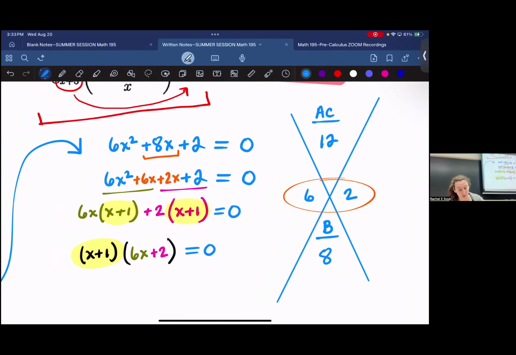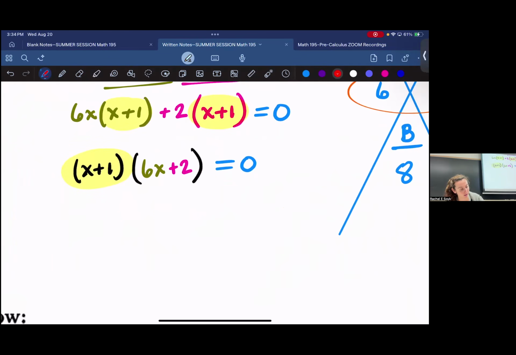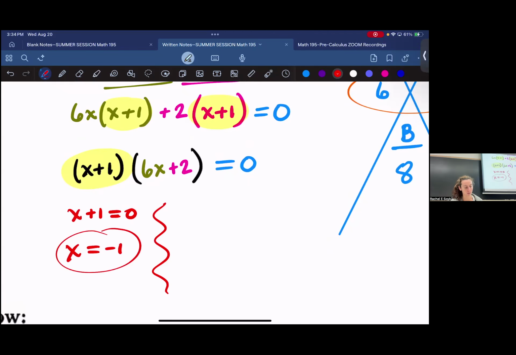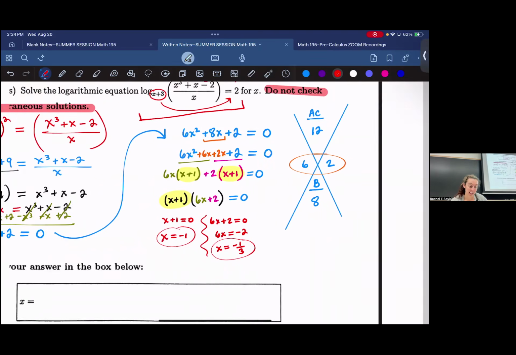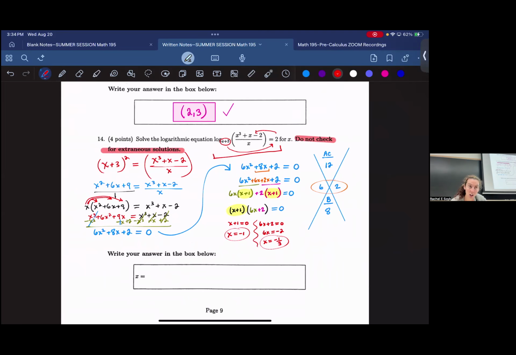And now we can find our values of x. Just set them both equal to 0. One potential solution is x is equal to -1. And then the other solution, we have 6x plus 2 is equal to 0. So 6x is equal to -2, which means x is equal to -2 over 6, also known as -1/3. In the instructions, they did not ask us to check. So we're done. X equals -1 and -1/3.